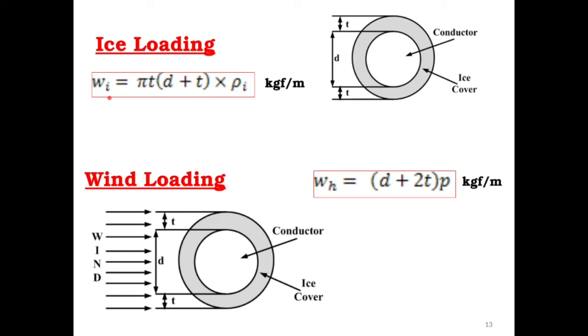So there might be different situations on the conductor loading: the conductor weight, ice covering, wind loading. But the conductor weight will always be there at all times. We will get the conductor weight. Ice loading will come in some situations, wind loading will come in some situations. In some situations, we will get ice loading and wind loading, both of them. Is that clear?